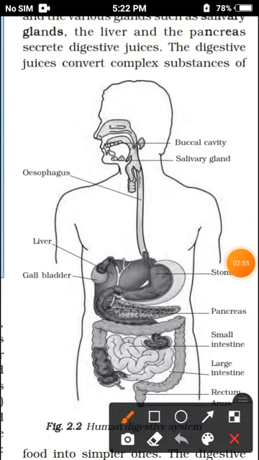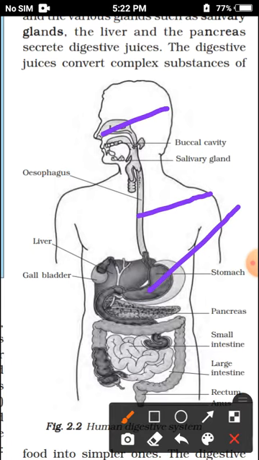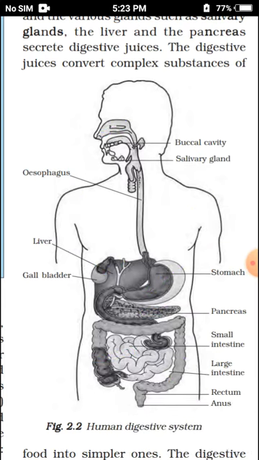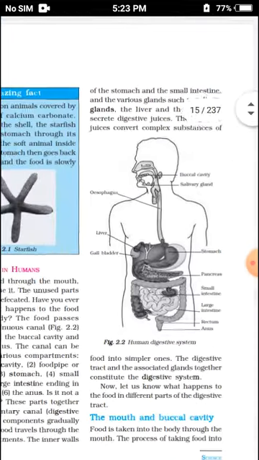You may see there, this is the buccal cavity. Then we have the oesophagus here, then stomach, then liver, gallbladder, pancreas, small intestine and large intestine. This is the large intestine, and then we have the rectum. So these are the parts which you are seeing in the figure.